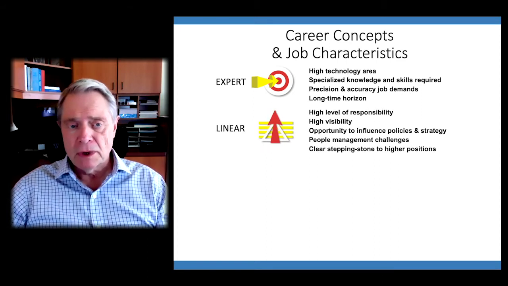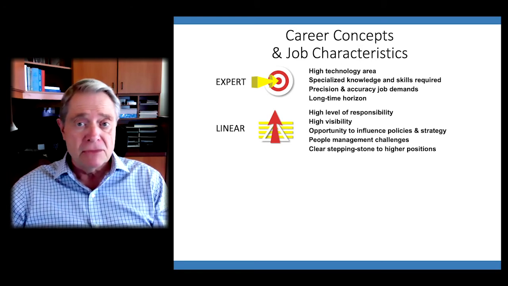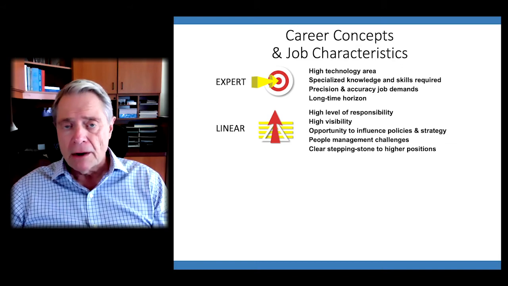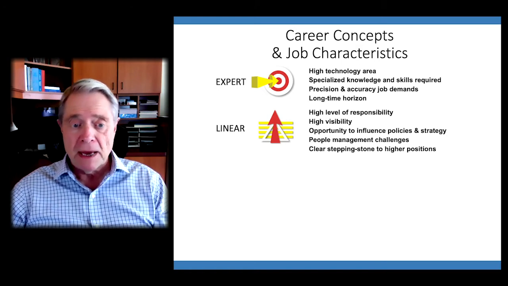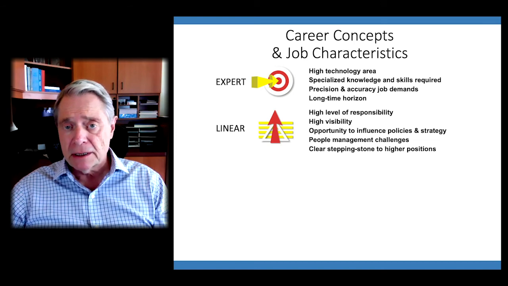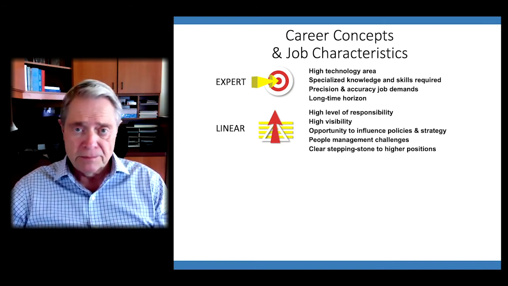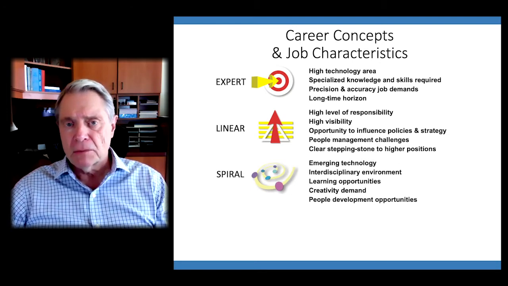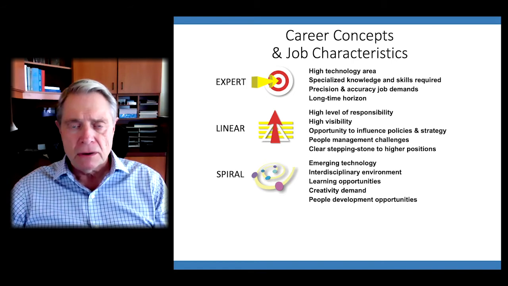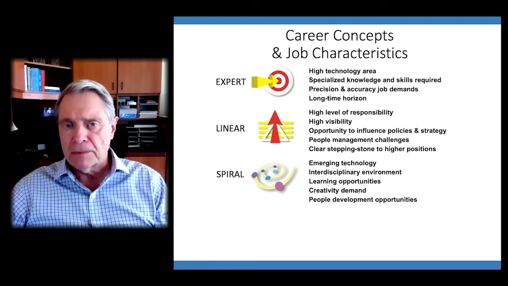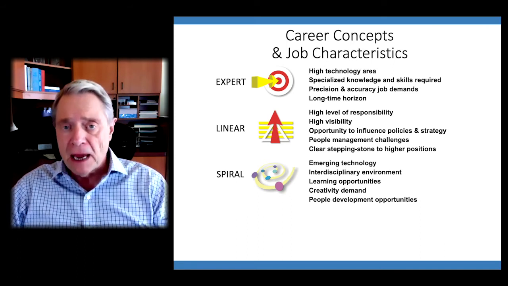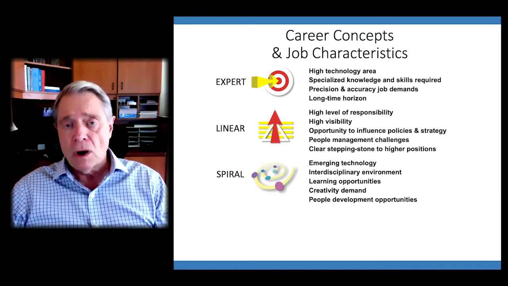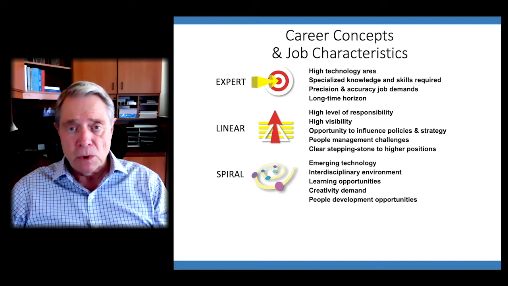Linear is a great match with positions of high responsibility in jobs that have high visibility. There's a lot of opportunity to influence and direct the activities of other people, and there are significant people management challenges. And the position is a clear stepping stone to higher level positions. Spiral is a great fit with emerging technologies where a position or a job is embedded in a circumstance that's highly interdisciplinary, where there are great opportunities for learning new skills and developing new capabilities. And there's a significant demand for creativity and innovation. And likewise, there are good opportunities for people development as well.